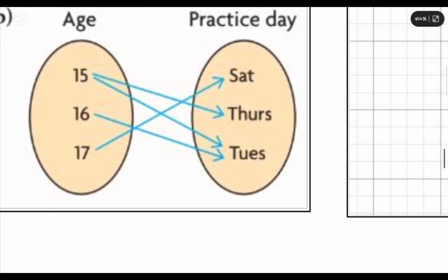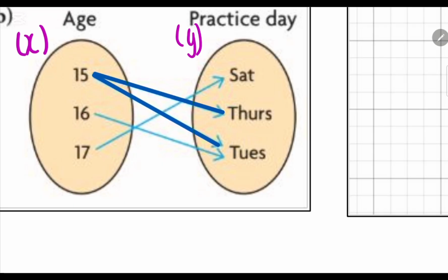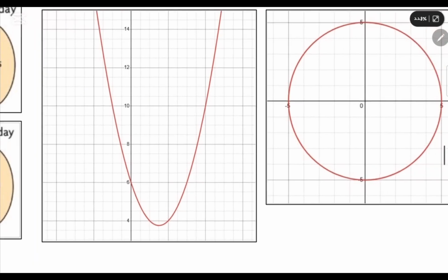This one is not a function because your x value is age and your y value is practice day. Your age goes to both Thursday and Tuesday. One x produces two different y's. Therefore, it's not a function. Because 16 goes to Tuesday, okay. 17 goes to Saturday, okay. But 15 goes to both Tuesday and Thursday. That's not a function.